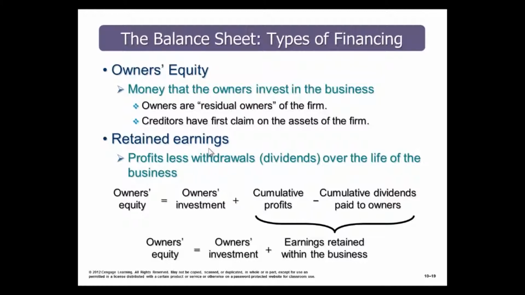So owner's equity has two components. It has the initial investment, and then it has any dividends that have been accumulated over periods of time. So I want to compute, well, here's retained earnings. It's profits less withdrawals or dividends over the life of the business.